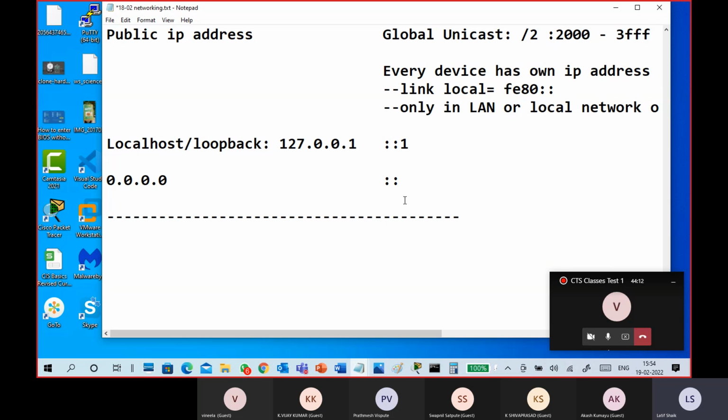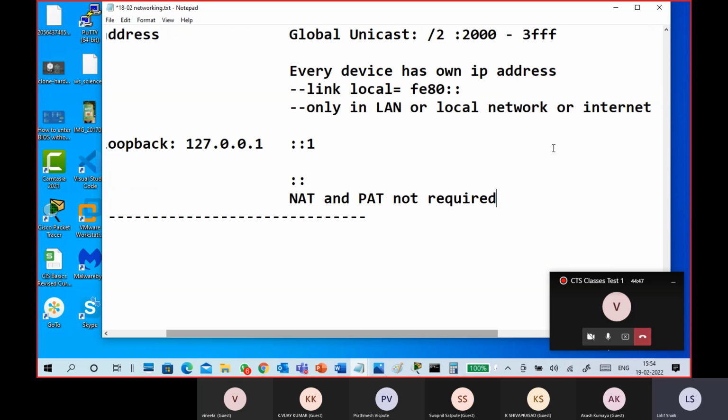And of course, there are a few more things. NAT and PAT are not required because we have a large number of IP addresses from IPv6. Network address translation and port address translation are not required. Each and every PC has a unique IP address, that is called a link local IP address. Every PC has its own unique IP address.